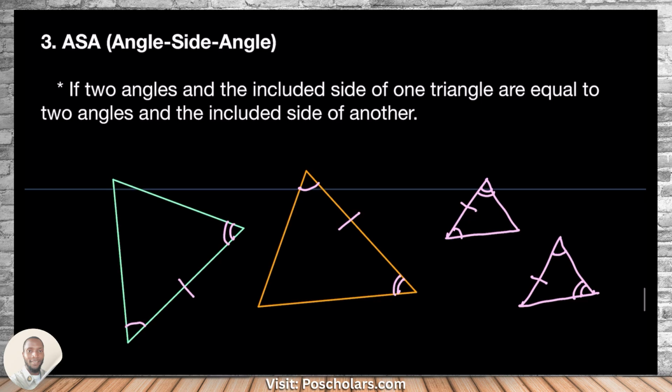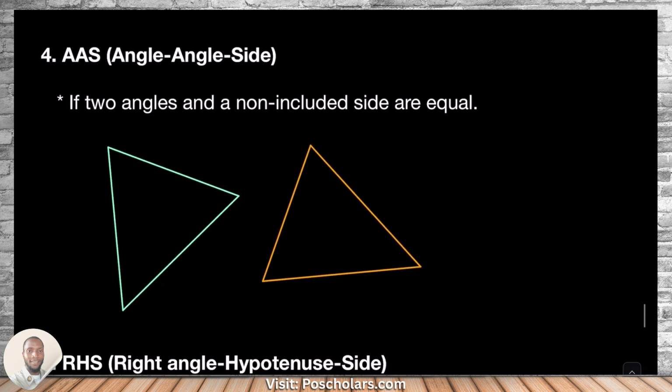Good. Next, we move to the fourth test for congruency, which is AAS, angle angle side. It says if two angles and a non-included side are equal, right? So we have something like this. We have one angle here, we have another angle here, non-included side here. We have one angle here, and we have another angle here, non-included side. But if you check very well, you see that the non-included side is corresponding to this angle that has two curves, right? So these triangles are congruent.